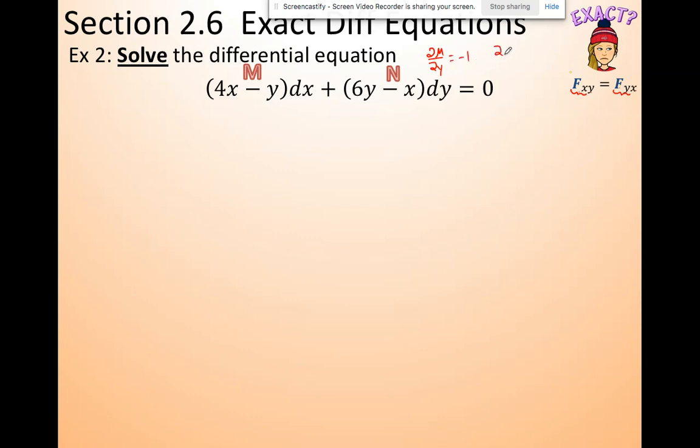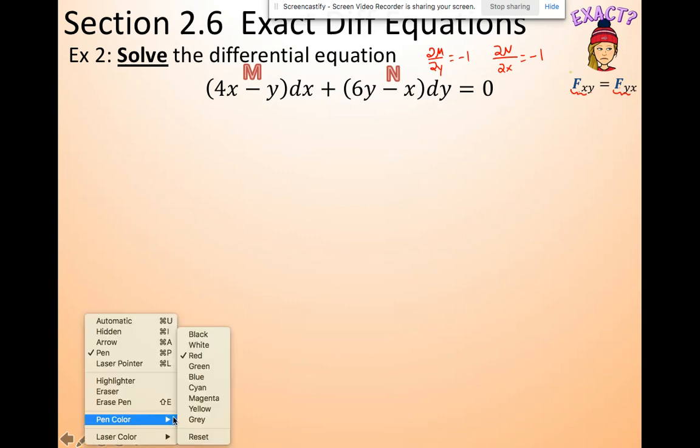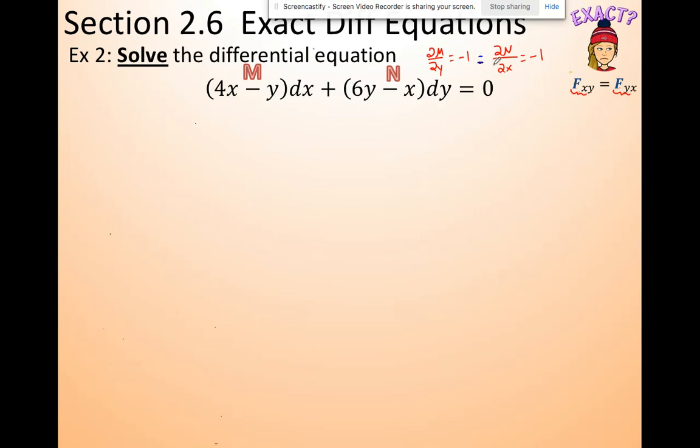Hey, this kind of seems familiar. Have I done this already? That's called planning, kids. These two things are equal. Therefore, yes, this is an exact differential equation, and that really was step one.